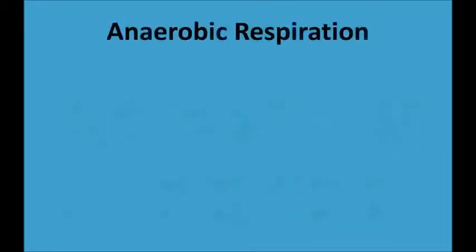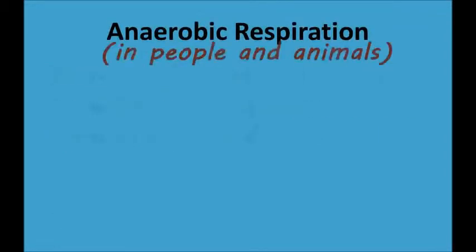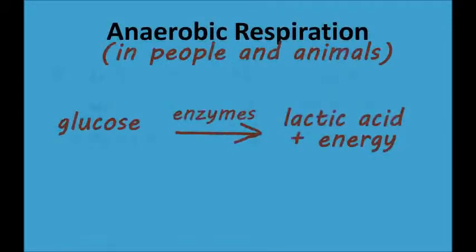Let's move on now to anaerobic respiration. There are actually a couple of different equations for anaerobic respiration, depending on the type of organism in which it occurs. We'll start by looking at the equation for anaerobic respiration in people and animals. You can see from this equation that there's only one ingredient for anaerobic respiration, and that's glucose. As I said earlier, the main difference between aerobic respiration and anaerobic respiration is that anaerobic respiration doesn't require oxygen. That can be really useful at times. If you're running really fast, your breathing rate may not be fast enough to meet your body's increased need for oxygen, but the muscle cells in your body can use anaerobic respiration to get the energy they need without oxygen.